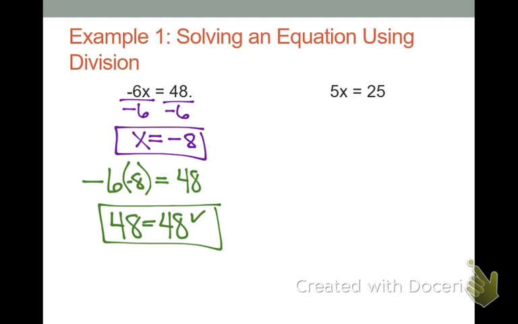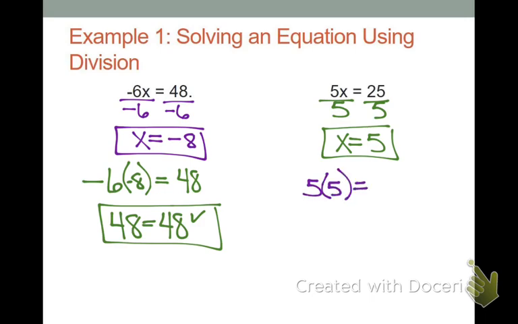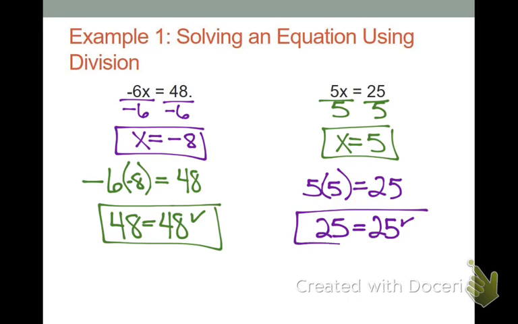Okay, so we need to divide both sides by 5. X equals 5. Then we plug it back in. And yeah, 5 times 5 is 25. All right, so on its most basic level, this is how we are solving these problems when multiplication is attached to the variable.